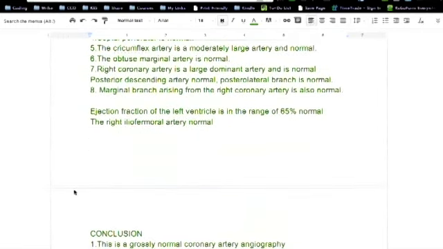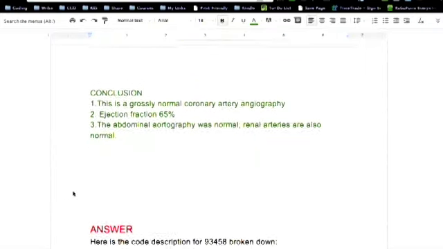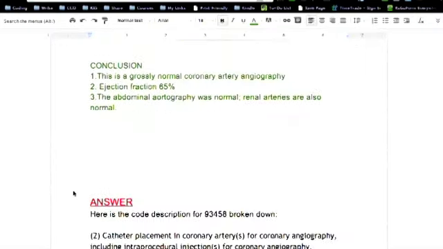We had an ejection fraction. That's important. There's our conclusion. Scroll down just a little bit. Okay, now here we go. Here's the meat of what you need to know. It's actually so much simpler. When you look at that and say this was a board exam question, this would throw you for a loop, but in the answer, you're going to break down 93458. Scroll down just a little bit, Laureen.